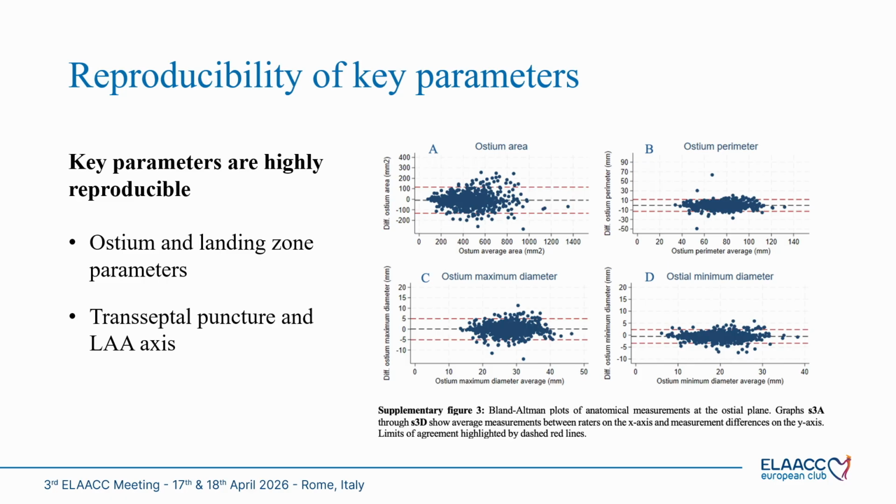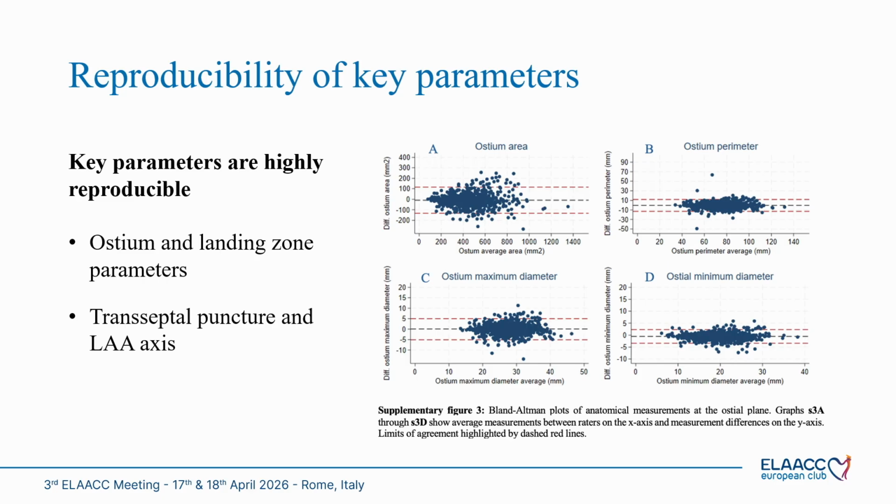One of the main findings of the study is that some of the key parameters in pre-procedural planning are highly reproducible, and this was especially true for all the landing zone and ostium measurements, so the area, perimeters, and maximum and minimum diameters. This also held true for transseptal puncture angles and our measurements pertaining to the LAA axis. In these continuous variables, we measured our reproducibility, first of all by agreement, as we see here in our Bland-Altman plots with limits of agreement in red.